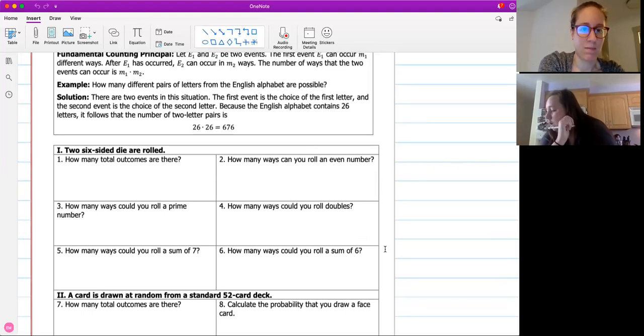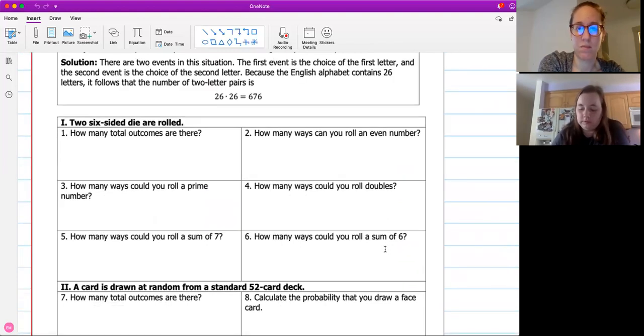Yeah. Let's look at number 4. How many ways could you roll doubles? Oh, that's a good one. Okay. So on your first die, remember this is a 6-sided die. So on your first die, when you roll it, you have 6 different options.